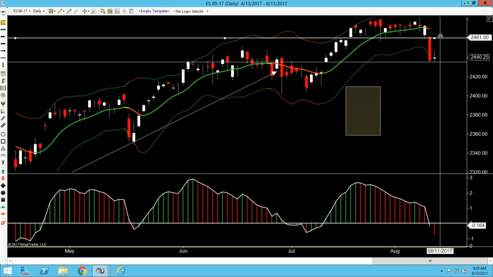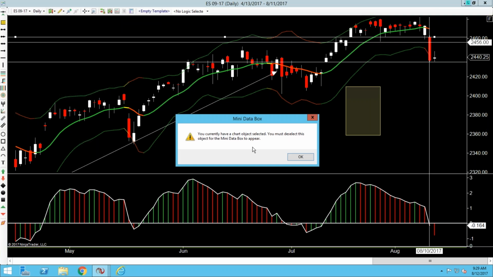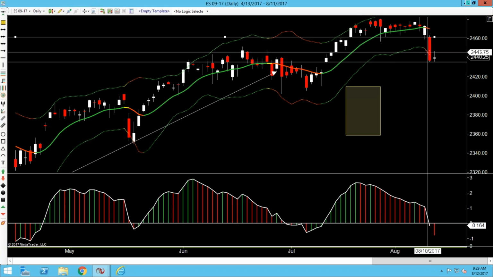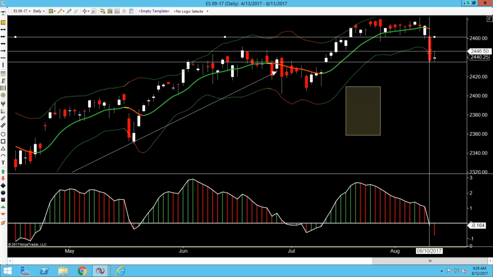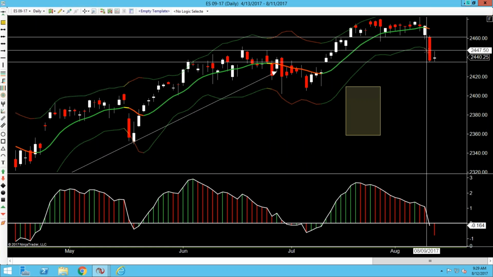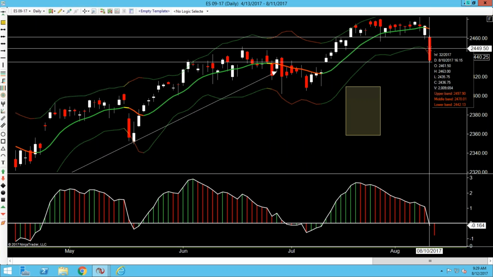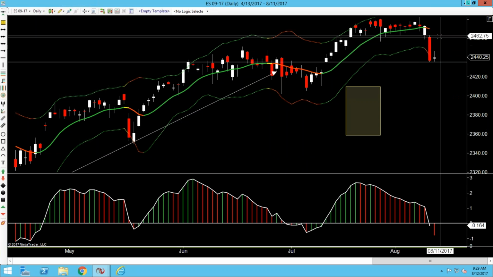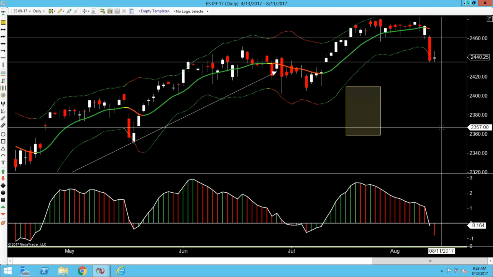We can anticipate that the open on 2461.50 on August 10th should act as resistance. So we know our boundaries.